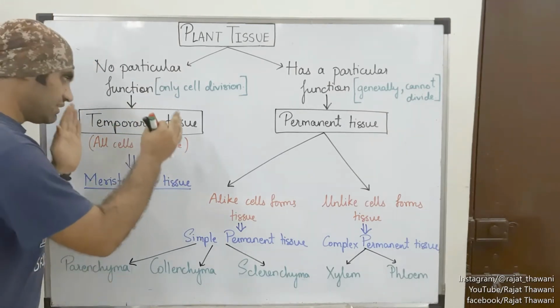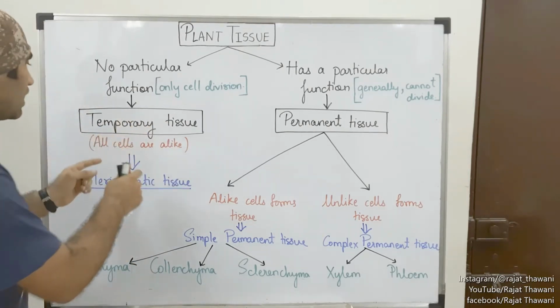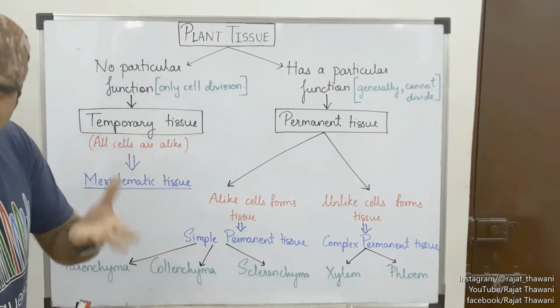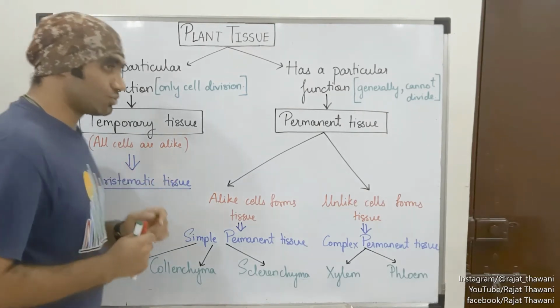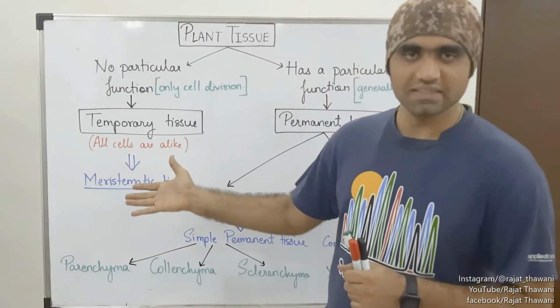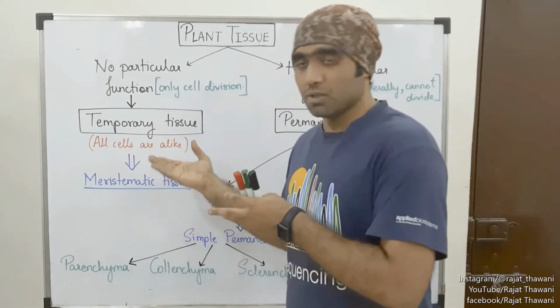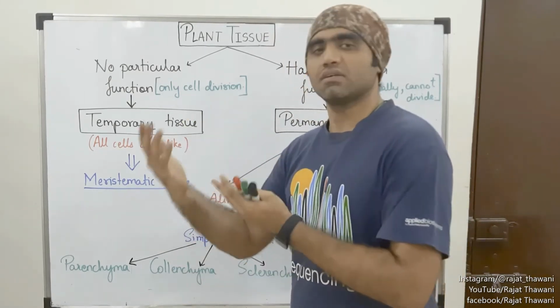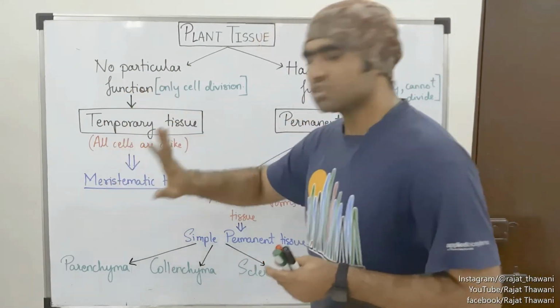Okay, so in temporary tissue you will observe that all the cells which come together to form this tissue are alike. So I have written all cells alike or all cells similar. Okay, and such tissue is called as meristematic tissue. This is a specific or separate topic in the book of 9th standard. However, this topic is explained in detail and I will take in a different video. So temporary tissue is also called as meristematic tissue.